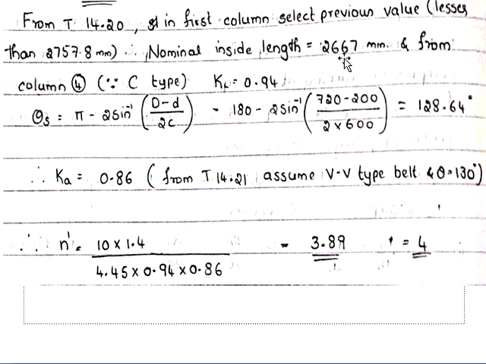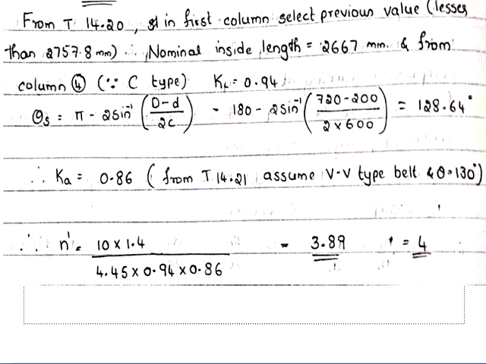It is there in page number 324. So in page number 324, you can finalize nominal inside length as 2667. I am selecting a value which is slightly smaller than the calculated L value.